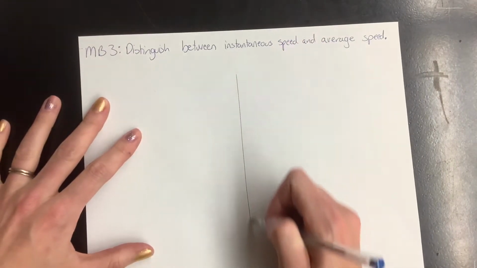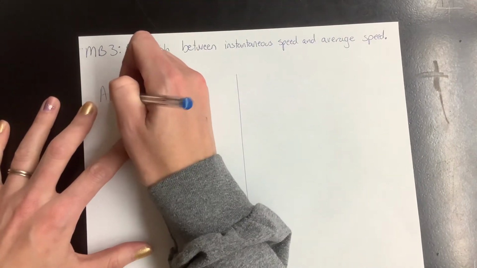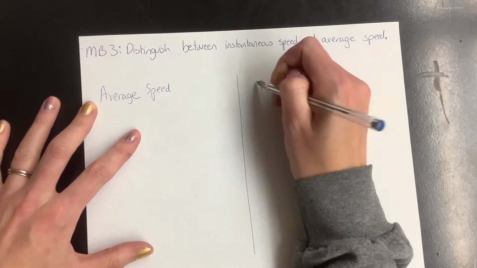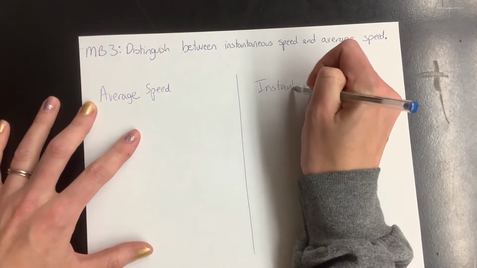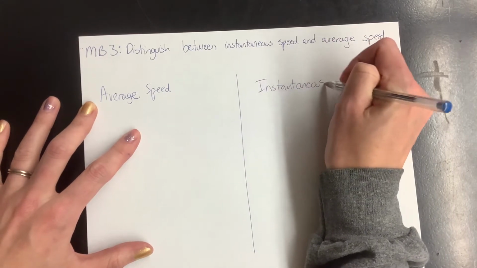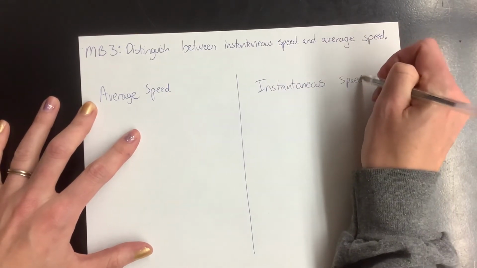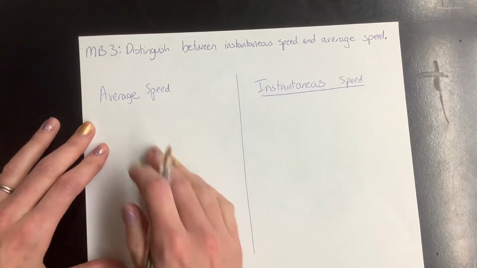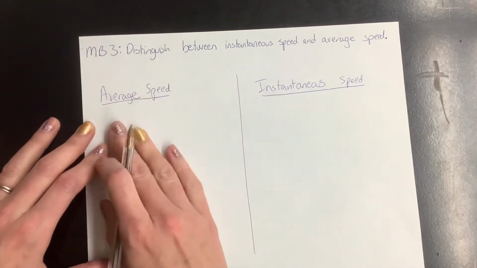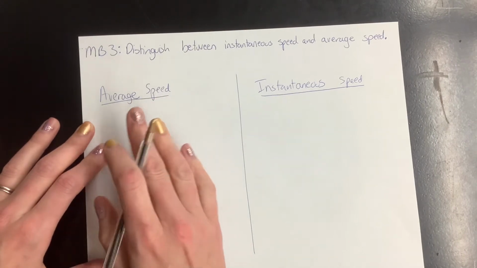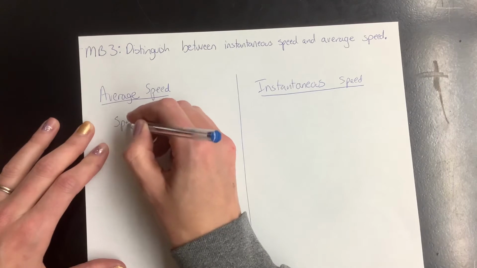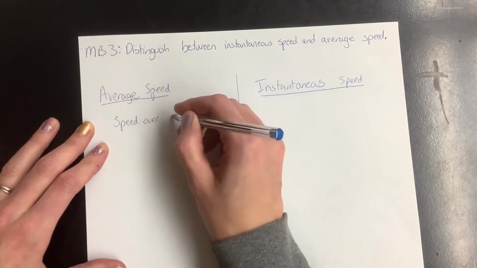I'm going to cut them off this way. We're going to put average speed over here, and we're going to put instantaneous speed over here, and here's how this is going to work. In our last video, MB2, we talked about what speed was, and when we're talking about speed, we're mostly talking about average speed, and what that means is that we're talking about the speed over a whole trip.